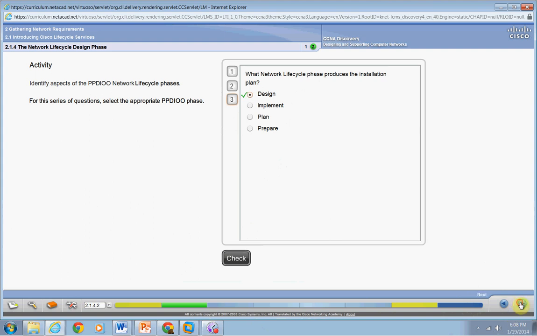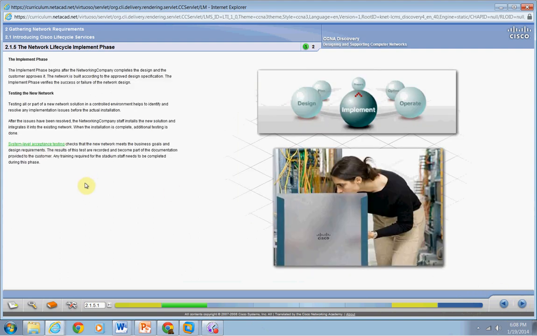Now, the implement phase puts it all to work for us without any downtime for the current network or any security gaps. This is where we test everything out. We've got everything we want to put together for this new design or redesign of the network, so in a controlled environment, we set it all up, we test it all out, and we make sure it all works before we really implement it.